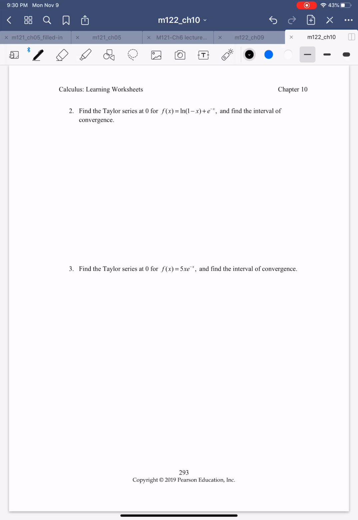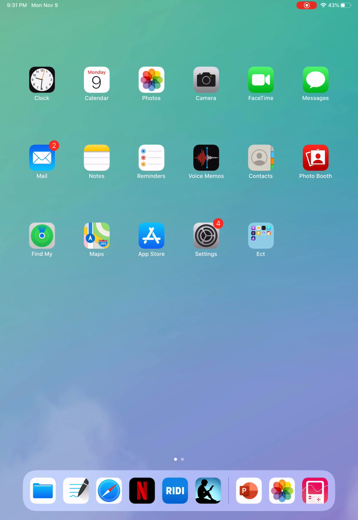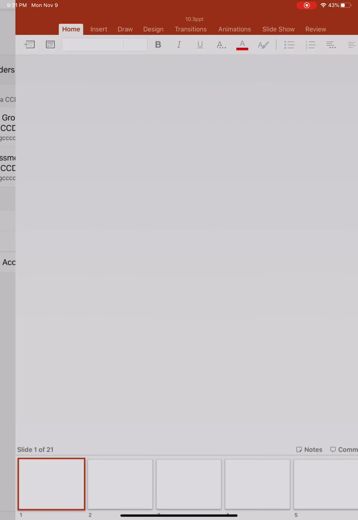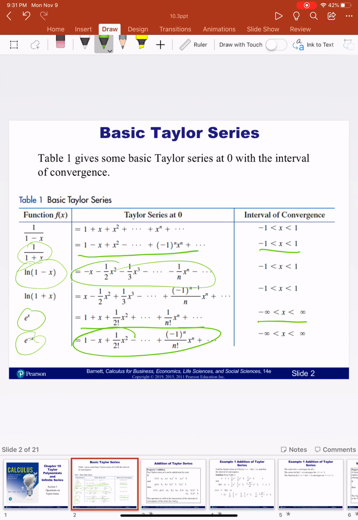Again, I do see another adding term. Here you have this ln, and then you have e to the x. Let's take a look and see if the table we have here has them. We do have it, ln of 1 minus x, and then e to the negative x. So I'll be using these two and then add term by term.